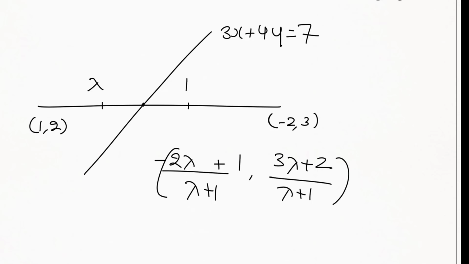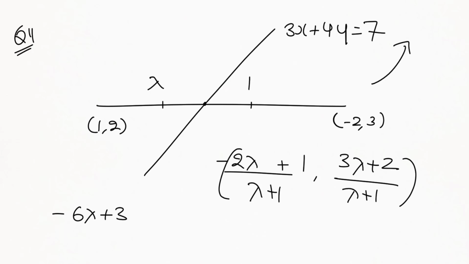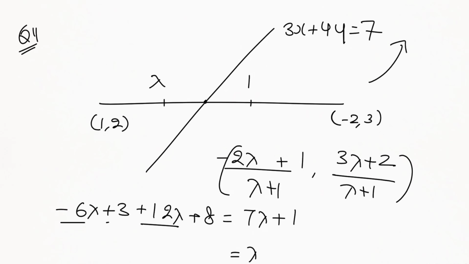So 3 times x, that will be negative 6 lambda plus 3, and we get 12 lambda plus 4 times 2 is 8, equals 7 lambda plus 7. Alright, so 12 minus 6 is 6, 7 minus 6 is lambda. 3 plus 8 is 11, minus 7 is 4. So lambda is 4, or 4 is to 1. So this line is dividing in the ratio 4 is to 1.